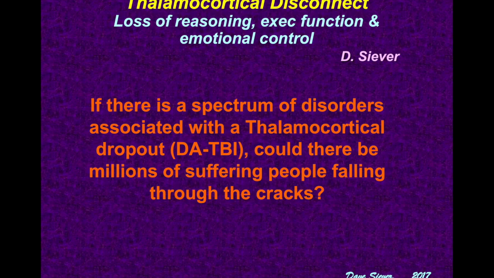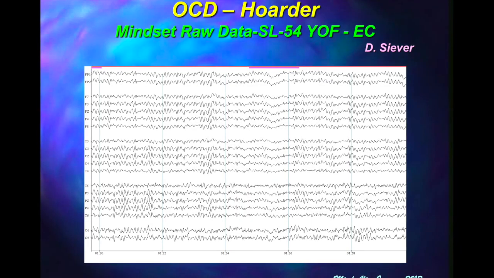There's a whole spectrum of disorders associated with a thalamocortical dropout or disconnect. Could there be millions of people who are suffering and are falling through the cracks? And I think there are. I think because medicine doesn't understand what this disorder is about. And that's why I'm presenting this.